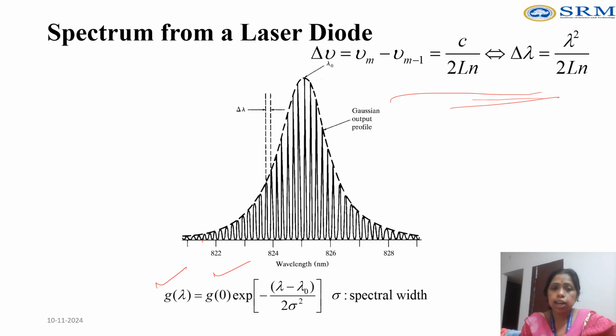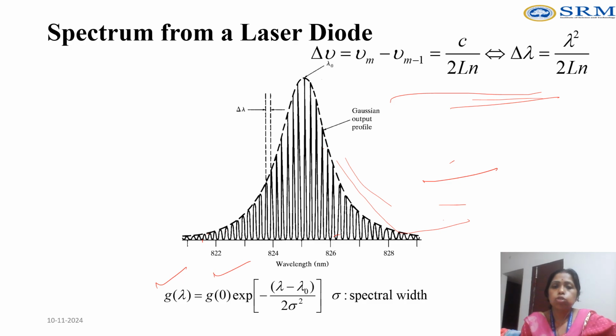You can see the wavelength is changing, and the gain is changing with respect to wavelength exponentially. Okay, the gain is changing exponentially. Two slides before, we also told there is a formula where the intensity will decrease exponentially. So this is the factor. Delta lambda is whatever I told, lambda square by 2nL. We can get the Gaussian shape of the curve.